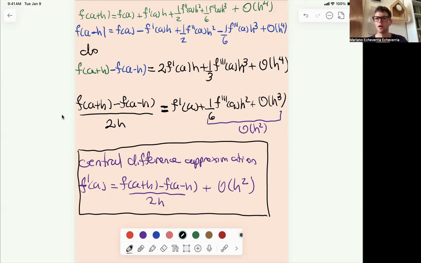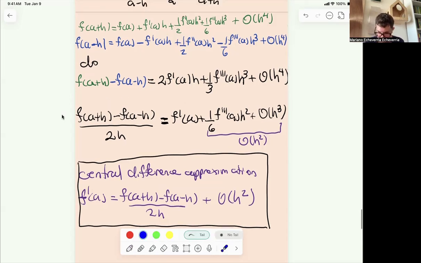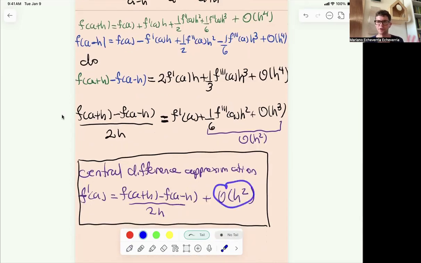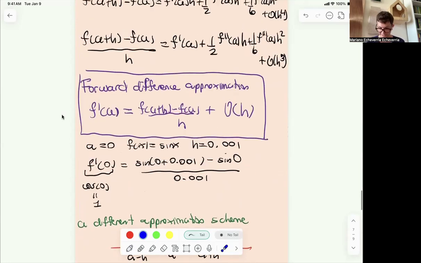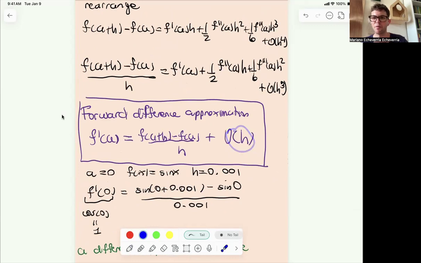But what I want you to notice is that what's interesting about this central approximation is that it is an improvement on the previous one. This is better. Why? Because of the error term, which is whatever the difference is between the derivative and the approximation. The error term here is O of h squared, whereas in the first scheme, the error term was O of h. Because h is small, O of h squared will be smaller than O of h.